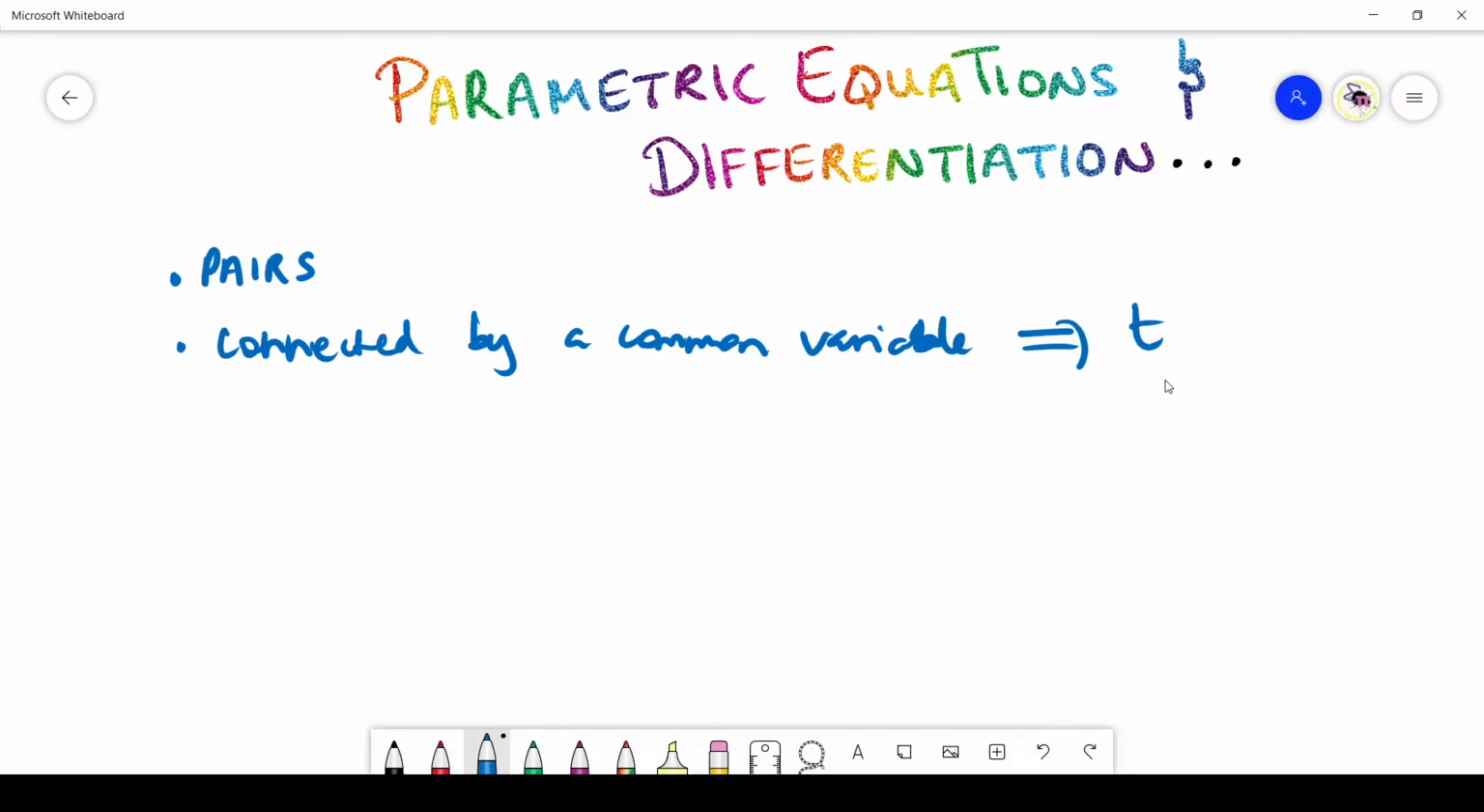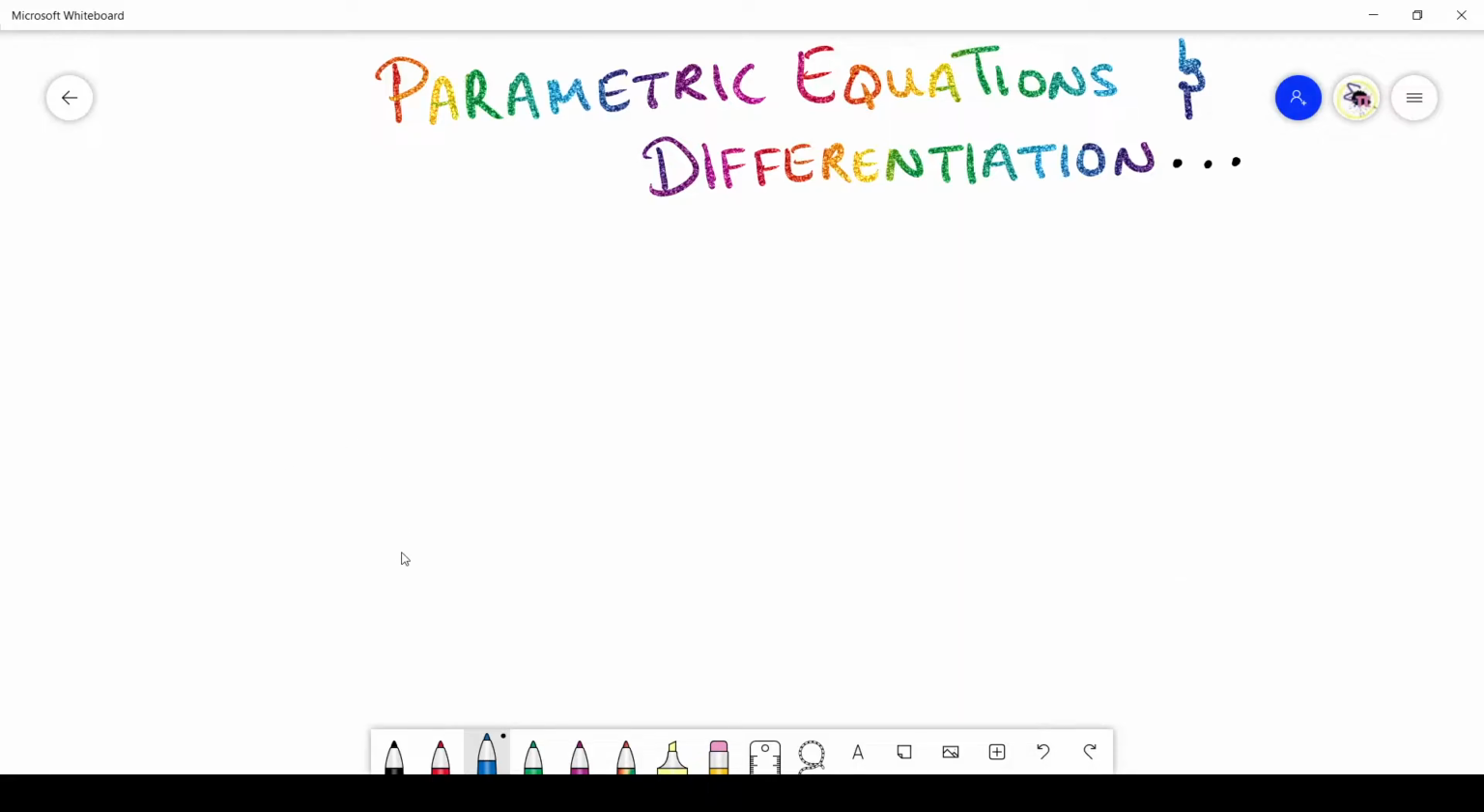Now when it comes to parametric equations, that third variable is called the parameter, however you want to pronounce it. And you can actually find the value of dy with respect to dx, even though you have a third variable being presented between both equations. So let's go ahead and see some of the basics.